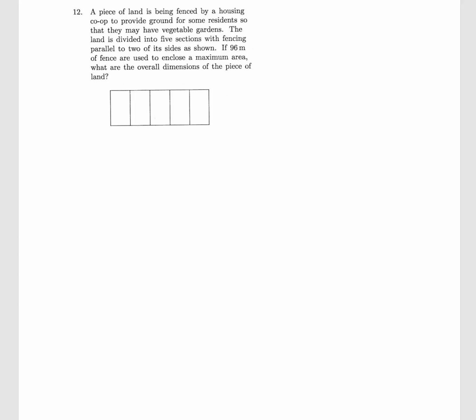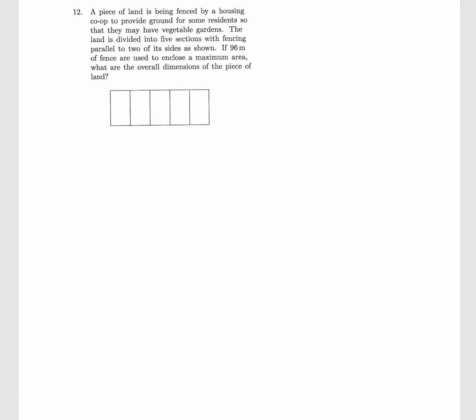Question 12 says a piece of land is being fenced by a housing co-op to provide ground for some residents so that they may have vegetable gardens. The land is divided into 5 sections with fencing as shown in the diagram. If 96 meters of fence are used to enclose a maximum area, what are the overall dimensions of the piece of land?